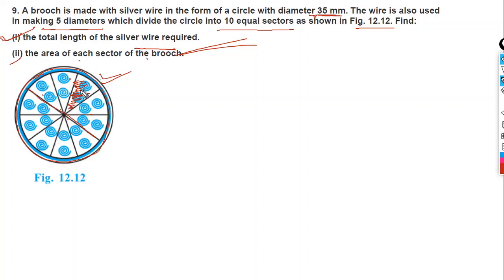How many sectors are there? You can count it. As there are 5 diameters, there must be 10 sectors: 1, 2, 3, 4, 5, 6, 7, 8, 9, 10. So you have to find the whole area divided by 10, so that you can find the area of one sector.